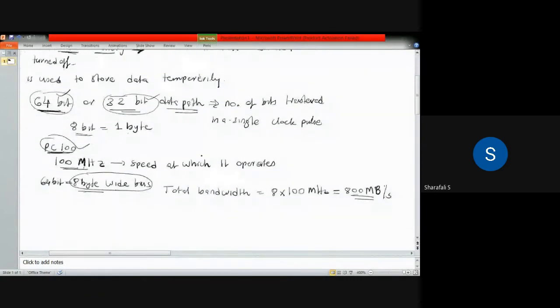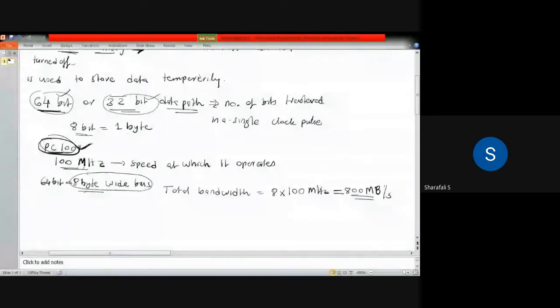And there are different classes of this RAM. Some RAMs will be in GBs. Okay, normally we use GB RAMs, right? So some will be in GB scale. This bandwidth will be in GB scale. So this is just a typical old RAM, which is having this 800 MB per second.